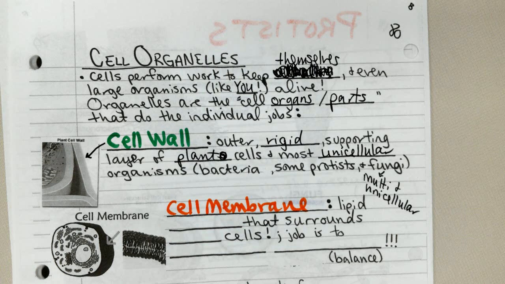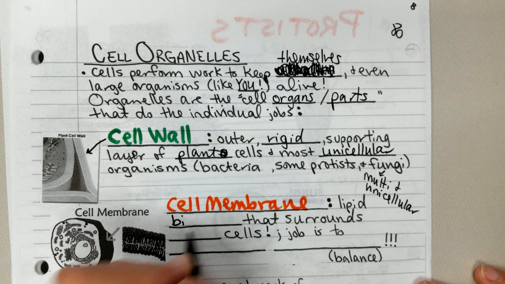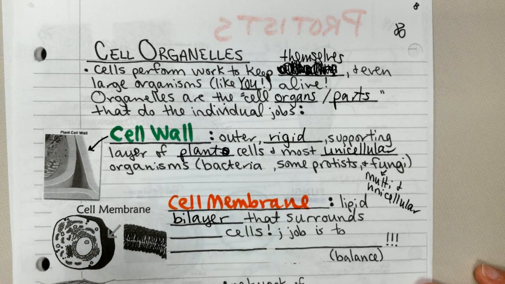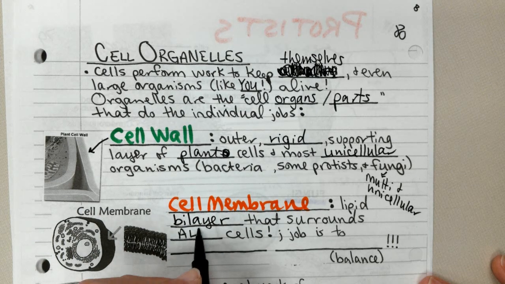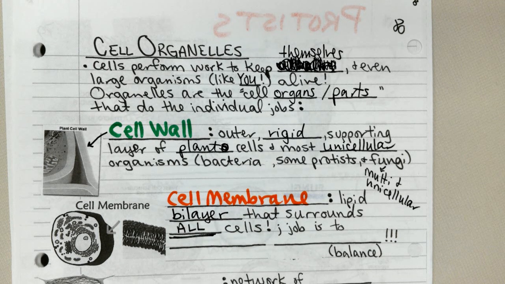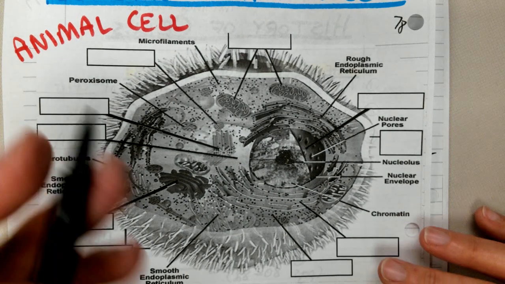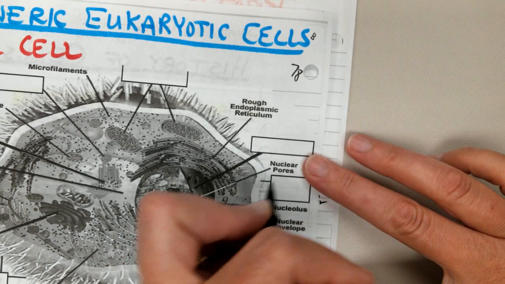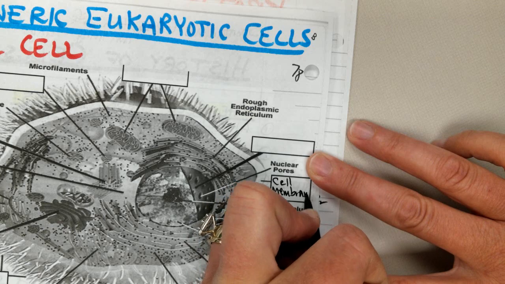We talked about this earlier when we talked about osmosis and diffusion, everyone's favorite part. It is that lipid bilayer. And remember, bi means two, so it's two layers of phospholipids that surround all cells. I don't care if you're talking about an animal cell where we are looking at the cell membrane right here. You need to be labeling this with me.